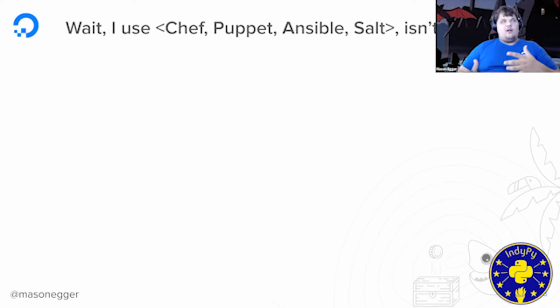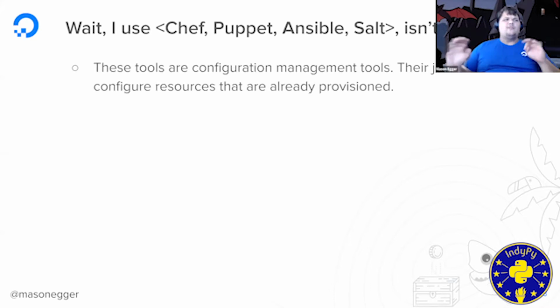As I'm describing all this, some people might be saying, hey, wait, I use Chef, Ansible, Puppet, Salt. There's a lot of them. Isn't that infrastructure as code? First, I'm going to preface this with, that's a gray area. It depends on where you stand on it. I'm going to tell you my opinion of it.